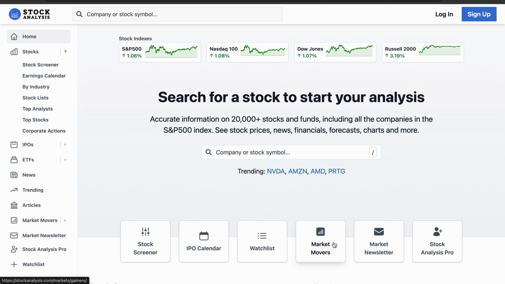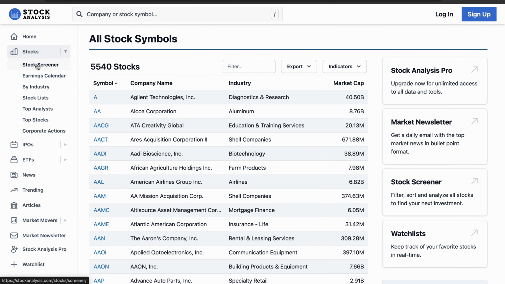So I have a very small account and I'm planning to try penny stocks, and I usually use Finviz to find my stocks. Today I'm looking at another website called stockanalysis.com. This is the home screen. I go to stocks and I go to the screener.